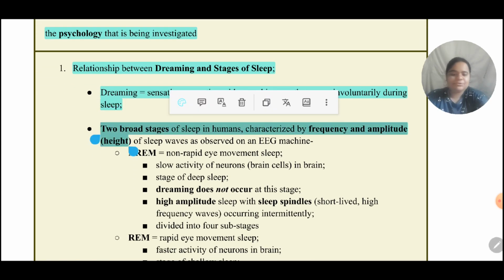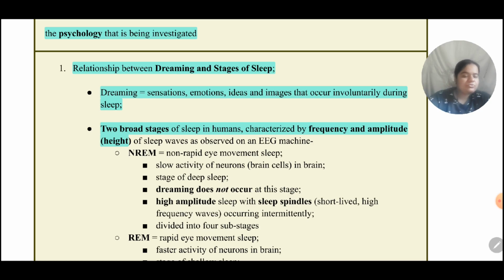What is found is that human sleep can be divided into 2 broad stages according to 2 aspects of sleep waves. One is frequency and one is amplitude. Okay, this becomes a little technical here, but there's nothing difficult about it. It's very easy to understand.